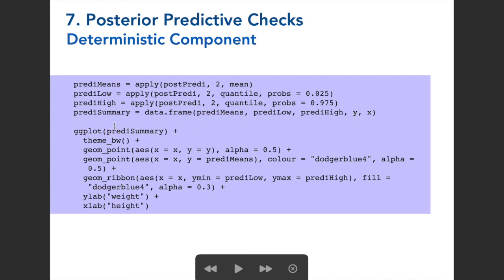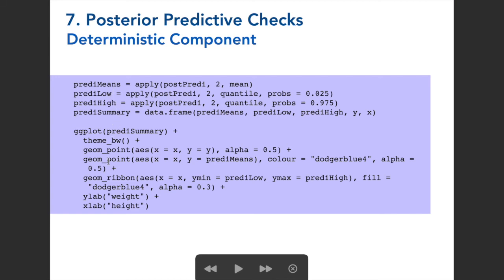Then in ggplot, we're going to tell it what data frame we're using, change the theme. Then I'm going to add points for the original values, so our original x and y values, and we're going to make that transparent. And then we're going to plot the mean predicted values. So our x values are still going to be our original x values, but now our y values, instead of being the observed y values, are going to be our predicted mean values. I'm going to make these a different color, so they're going to be blue, and they're also going to be transparent.